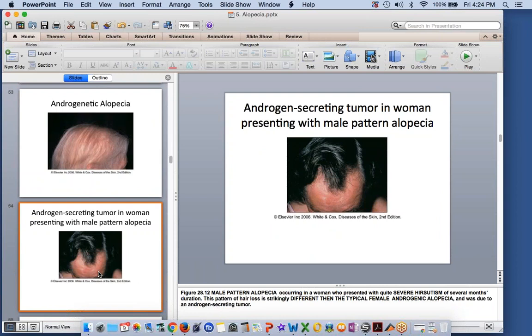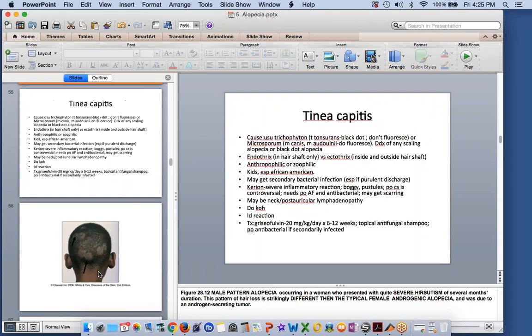Now this is a picture of an androgen secreting tumor in a woman presenting like male pattern baldness with severe hirsutism that presented some months before that, and it's not a typical look in a female where you see mostly a diffuse hair loss, and here it's almost like a male hair loss with bitemporal hair loss.